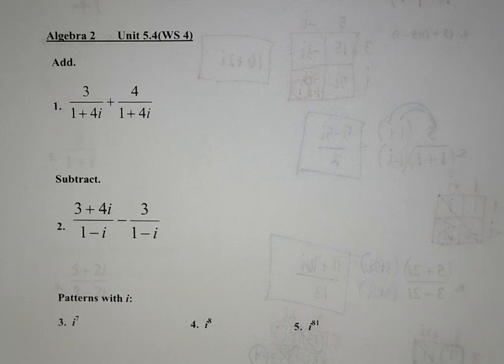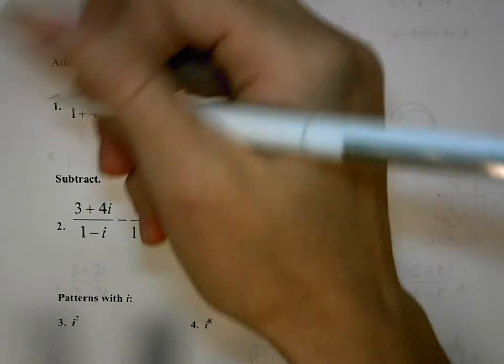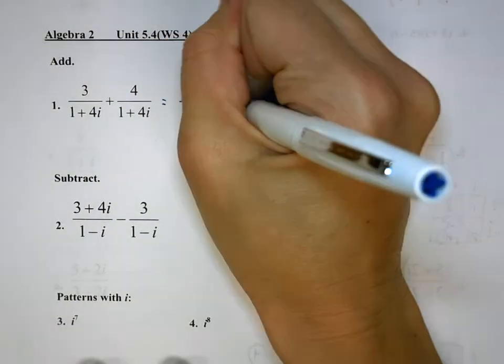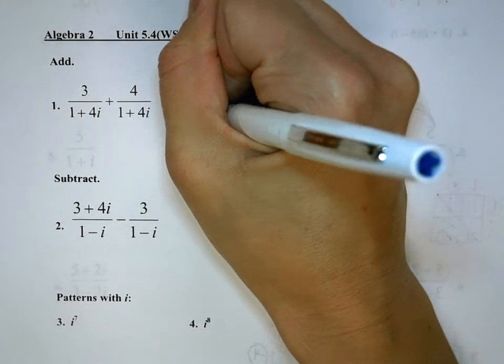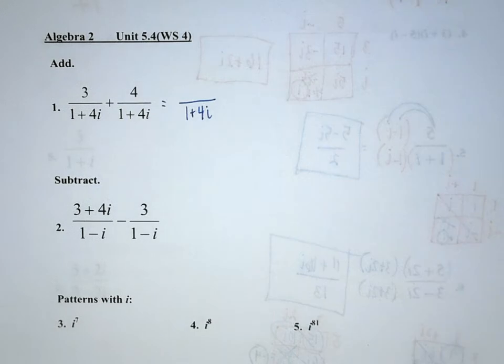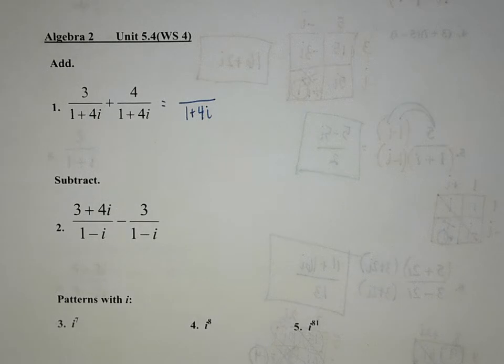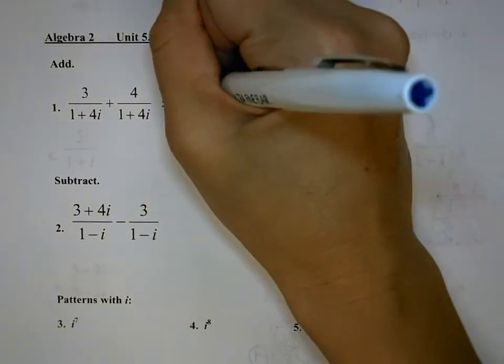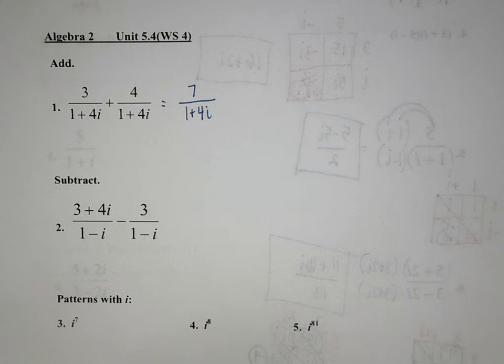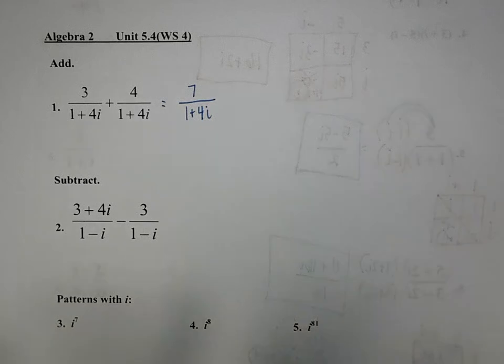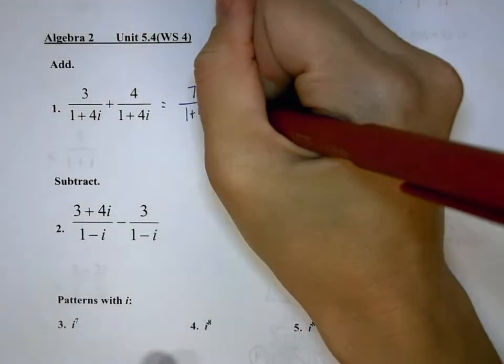When you're adding fractions, they need to have a what? Common denominator. Do these have a common denominator? Yes. So when you add them, I'm going to leave the denominator the same. So I have 1 plus 4i and the denominator, and then 3 plus 4 makes what? Okay, can that be my answer? Why can't that be my answer? Good. How do I get rid of the i in the denominator? Conjugate. What will my conjugate be?